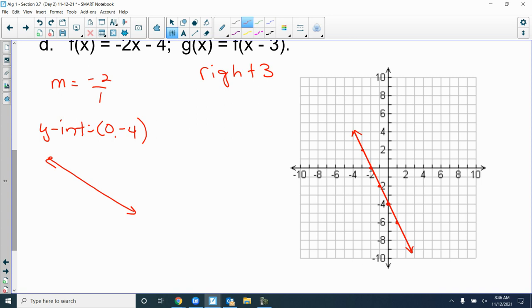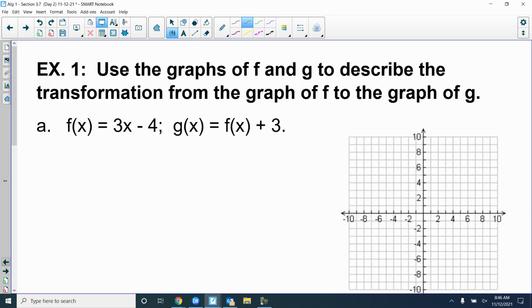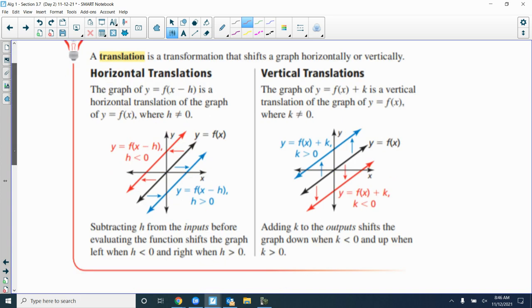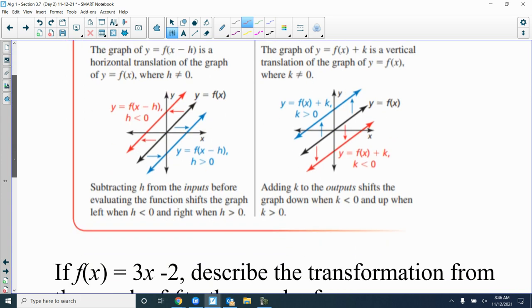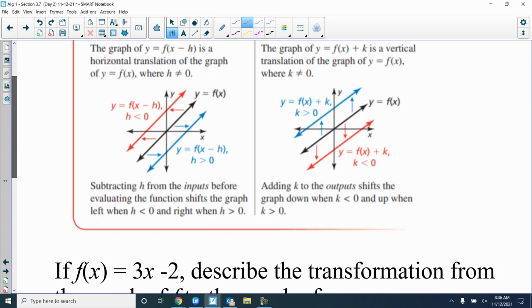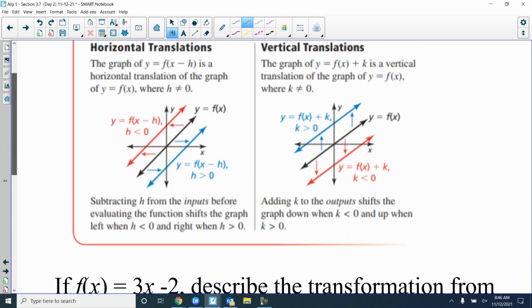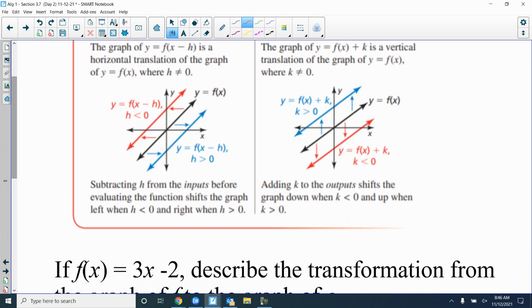I don't have to answer anything, but I'm confused. The key idea at the top for when it's inside parentheses says it'll shift the graph left when it's less than 0. But you've been saying right, and I'm just confused. Okay, so here's what they're talking about. It's always in the form where we're always subtracting this h value.